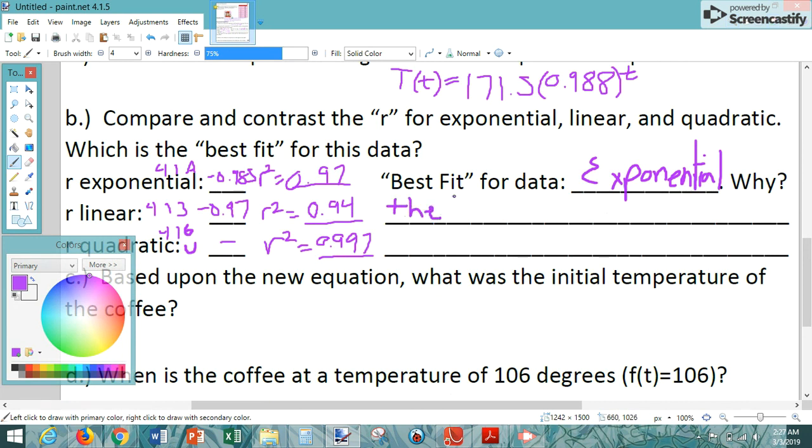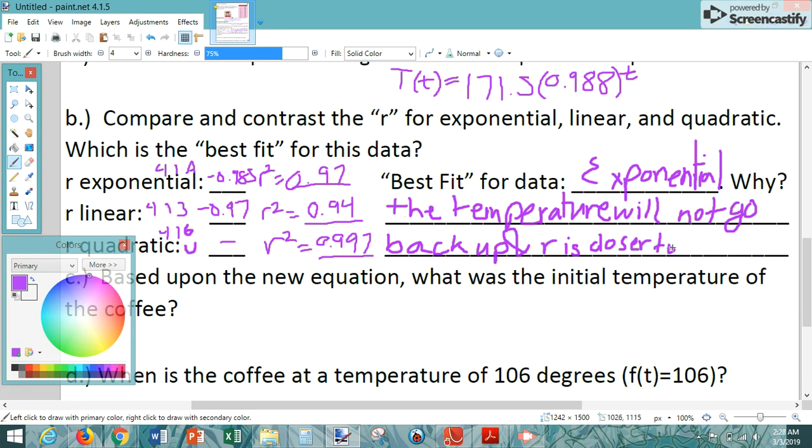So the temperature will not go back up. And R is closer to 1 than the linear one.